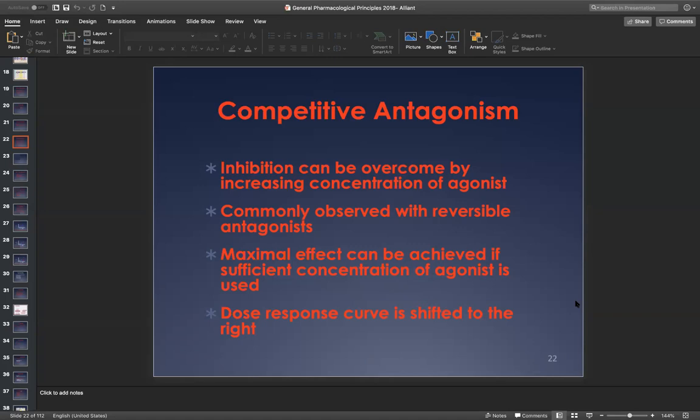It's just a simple mass action thing: a finite number of receptors, and two groups of compounds, an agonist and an antagonist, both trying to interact with receptors. Whoever has the most is going to have a greater chance of interacting. So the dose response curve is going to be shifted to the right. It's going to take a greater amount of the drug to produce an effect.